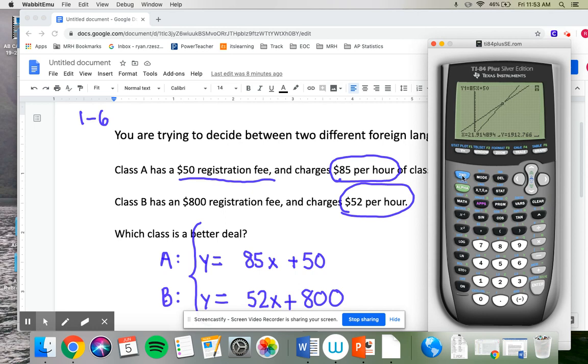The real official way to do this, though, is to hit second. So you're going to hit this blue button and calculate. It's on the second trace. The calculate menu has an option that says intersect. So I'm going to choose that option right there.